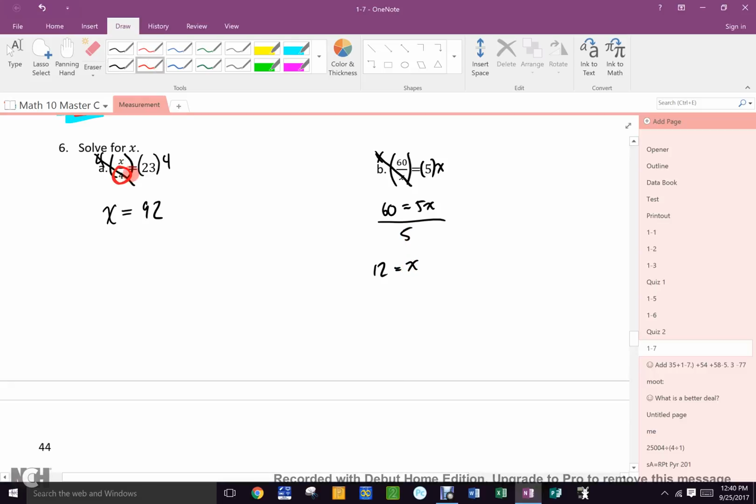When the number is on the bottom, what did we do? 4 times 23. When the number was on the top, what did we do? 60 divided by 5. But you don't get the shortcut until you do the algebra.